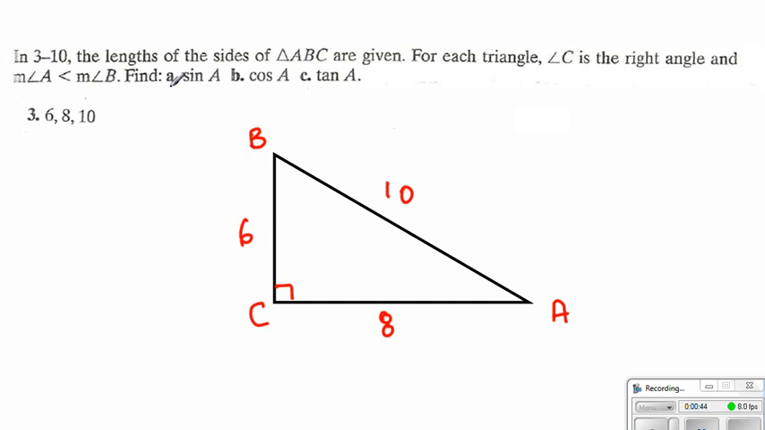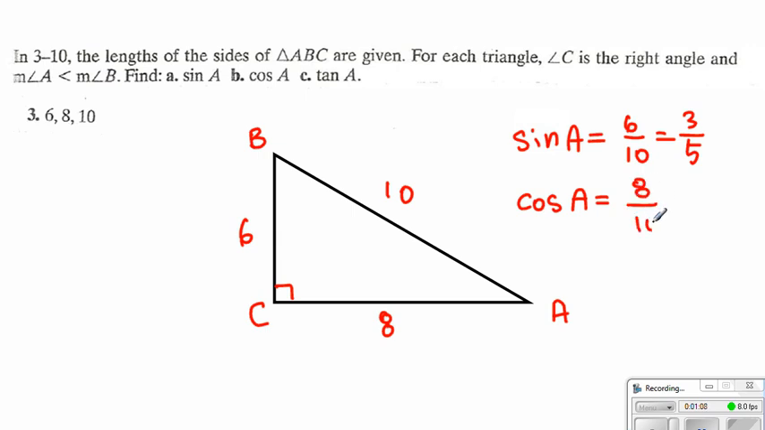In this case, what is the sine of A? Sine of A will be simply opposite over hypotenuse, so we end up getting 6 over 10, which will be equal to 3 over 5. How about cosine of A? Cosine of A will be adjacent over hypotenuse, so we end up getting 8 over 10, which is equal to 4 over 5. And tangent of A will be opposite over adjacent, which is 6 over 8, which will be equal to 3/4.